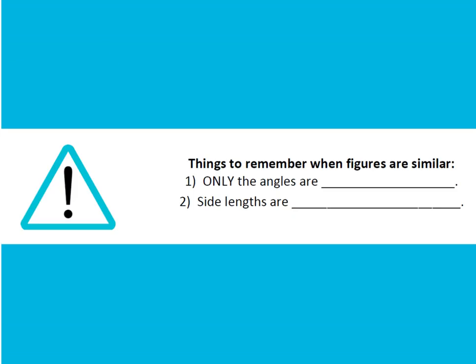Now before we move on, it's important to remember that when figures are similar, only the angles are congruent. The side lengths are only going to be proportional. So when figures are similar, they're going to have the same angle measures, but their sides will not be the same length, just in proportion to one another.